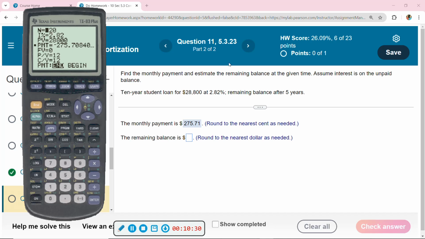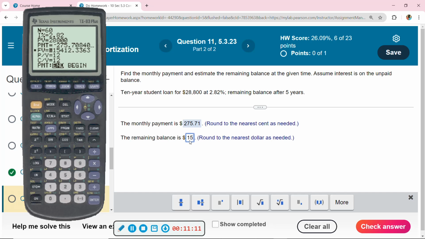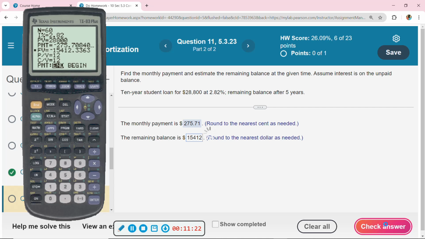Change that in after 5 years. Let's see. 5 years would be 60 months. Let's calculate that future value now. It's no longer zero. It's zero after 10 years. You might be thinking, well, wait, it'll be half, 14,400, because you paid off half, it's exactly half the number of months. But no, it isn't. It's like $1,000 more than half. Okay, so $15,412.33. Since we're rounding to the nearest dollar, we'll just say 412. Okay.